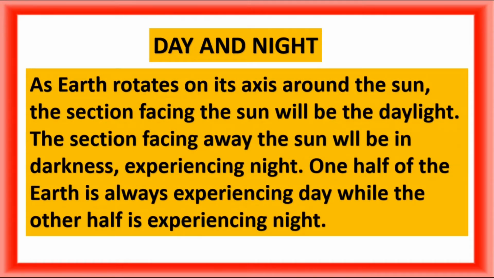Day and night. As Earth rotates on its axis around the Sun, the section facing the Sun will be the daylight. The section facing away from the Sun will be in darkness, experiencing night. One half of the Earth is always experiencing day, while the other half is experiencing night.